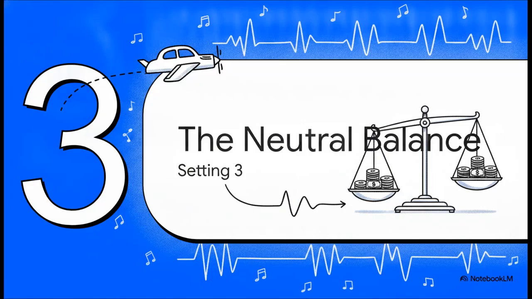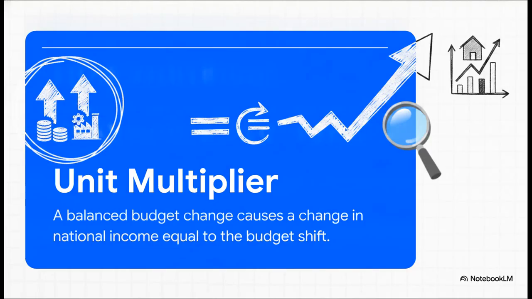And finally, we have setting 3, the neutral balance. So is there a cruising speed? Yes, there actually is. A balanced budget means the government's receipts perfectly match its expenditures, just right down the middle. Now, on its own, it's totally neutral, neither expanding nor contracting the economy. But there's a fascinating hidden feature here.